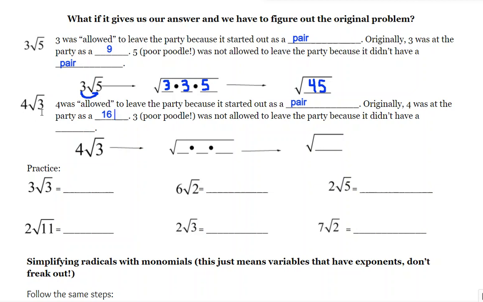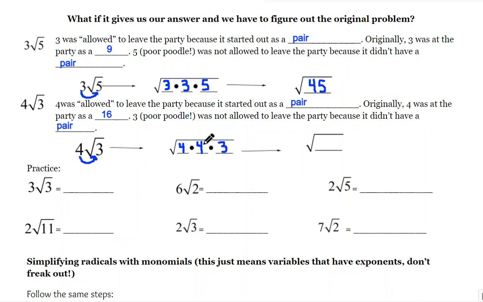All right, 3 was not allowed to leave because it didn't have a pair, didn't have a match, didn't have someone to go with, right? So if I'm working backwards here, I want to put this 4 back under the radical, right? So to put it back under the radical, that means that there was 2 4s. So it was 4 times 4, right? So I also have that 3 that was stuck in there. So that 3 is still there too, right?